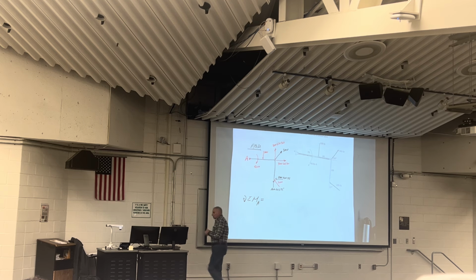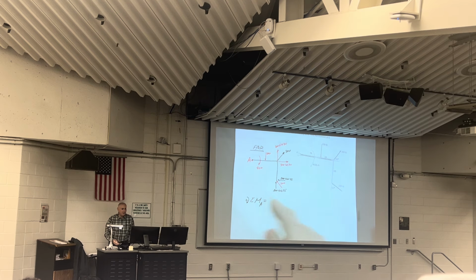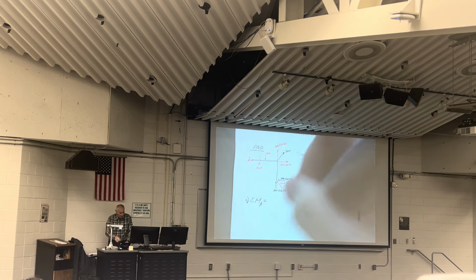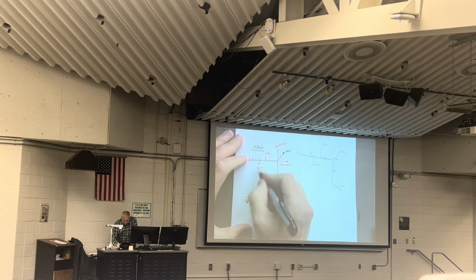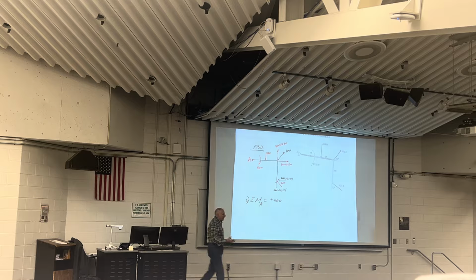So what do I do? This is the first time we've seen it. What do I do with a moment? A moment is a moment. You don't have to multiply anything by it. You just dump it in. It's clockwise, 400. It's in the same direction as positive, so I'm going to put a positive on it. If it was going counterclockwise, I'd put a negative on it.